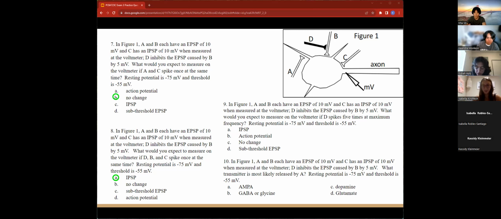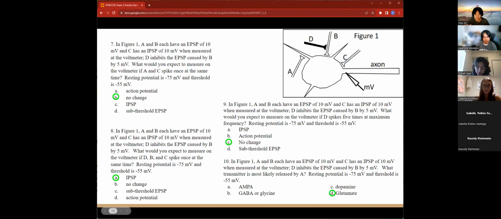And then number 9 is C. So what would you measure if D were to spike 5 times? Well, if it's just D spiking, D only has an impact on B. So if B isn't really doing anything, then neither is D to the actual potential. And then for 10, the answer is D.